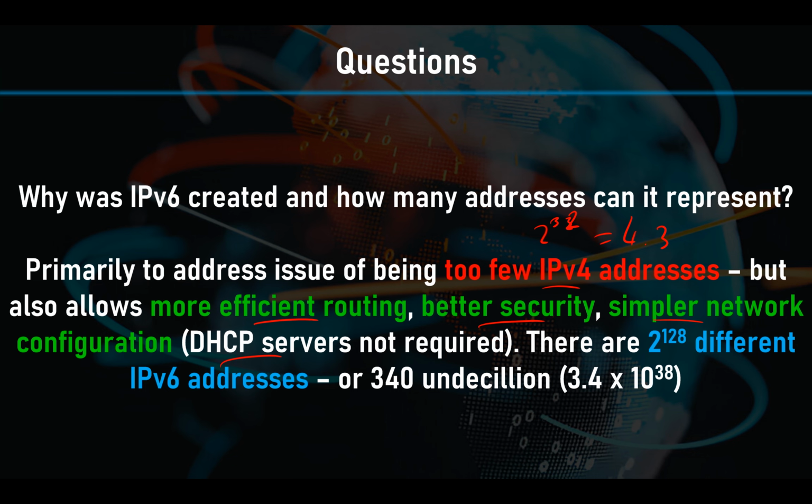I guess you can also say the subnet mask is included in the IPv6 address. Therefore that's also maybe a little bit simpler, as you don't need to send two separate things. Then in terms of how many, 2 to the power 128 IPv6 addresses, that's 340 undecillion, which is this number here.